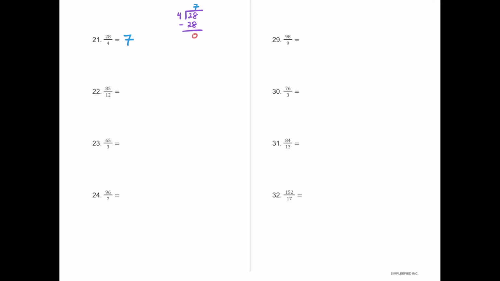For number 22, we have 85 twelfths, so take 85 and divide by 12, right?